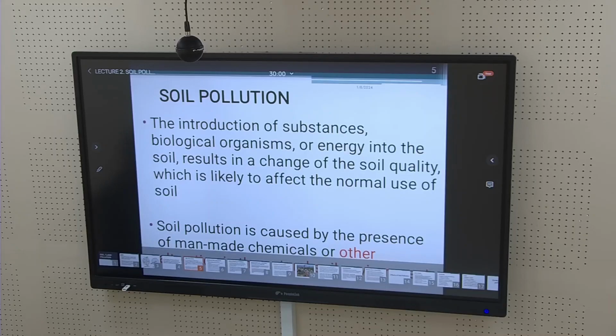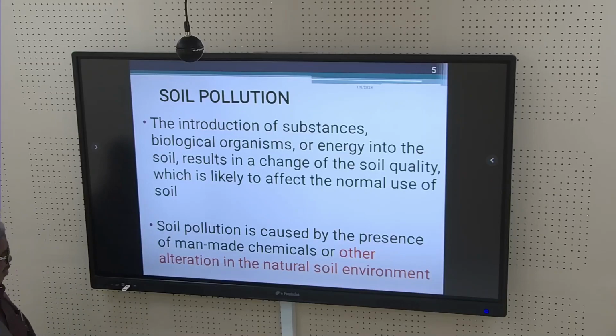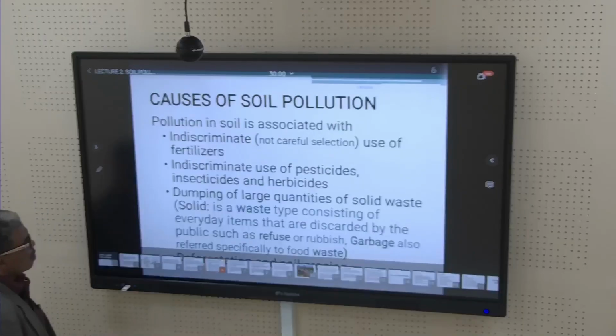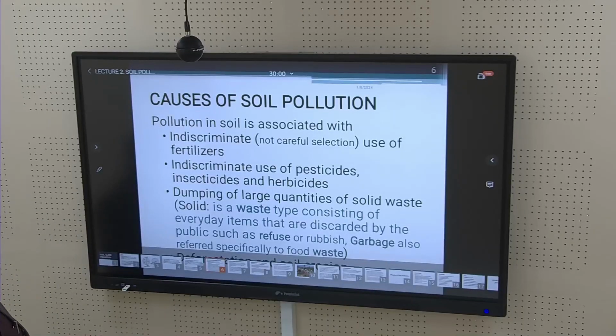Soil pollution is caused by the presence of man-made chemicals or other materials interacting in the natural soil environment. So, causes of soil pollution.